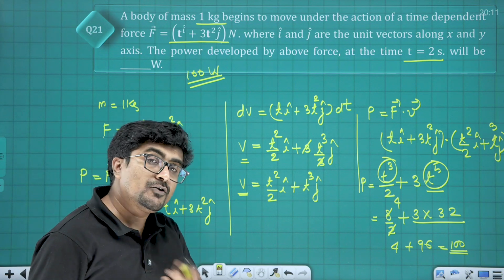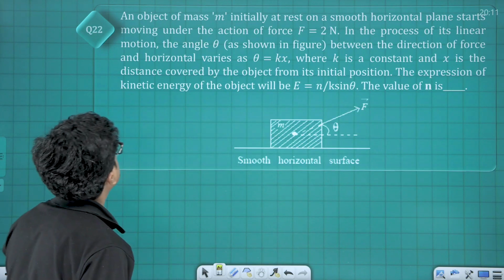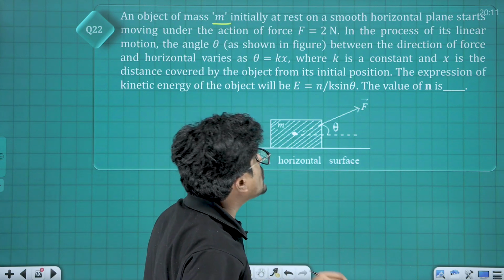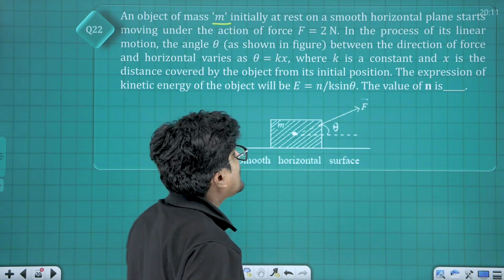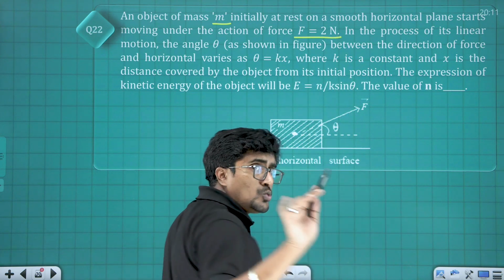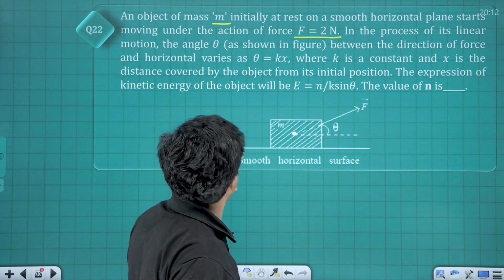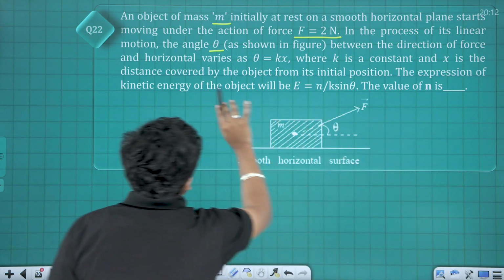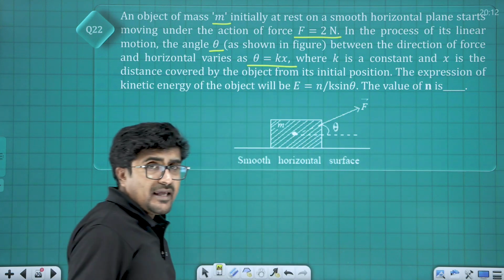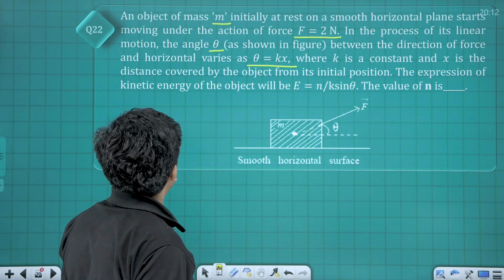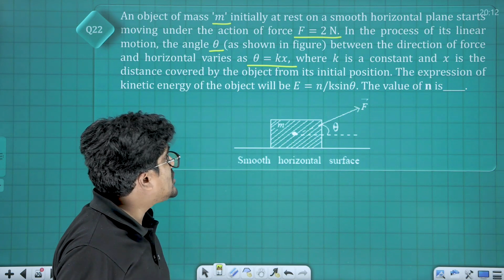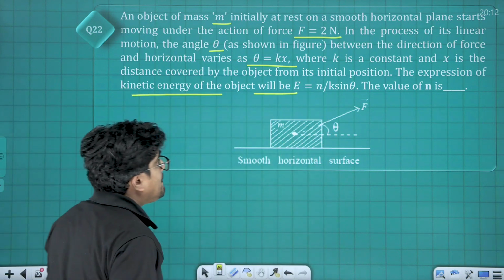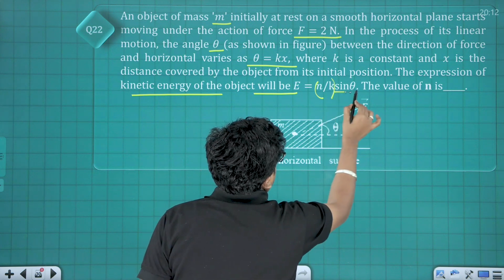Now let us move to question number 22. Question number 22 says, an object of mass m initially at rest on a smooth horizontal plane starts moving under the action of force F equal to 2 Newton. In the process of its linear motion, angle theta as shown in the figure between the direction of force and the horizontal varies as theta equals kx, where k is constant and x is the distance covered by the object from its initial position. Now, the expression for the kinetic energy of the object is going to be n by k times sine theta.